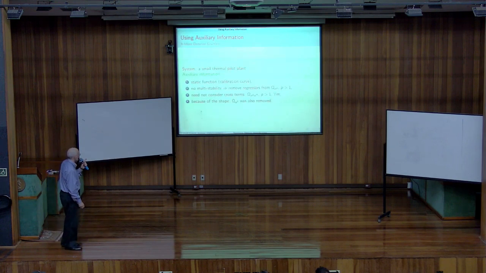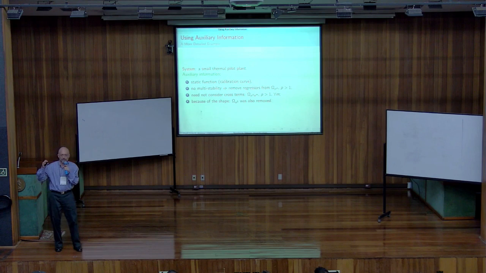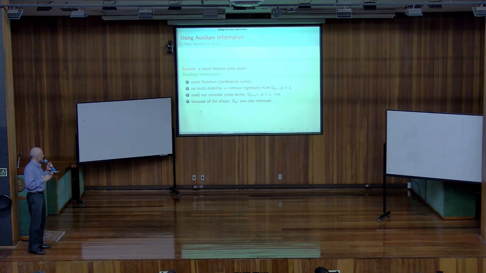Okay, so let me go through the same problem, but now I'll provide a little bit more information. It's a small thermal pilot plant, okay? And what we're going to use as auxiliary information is the static curve, just as before. And in this case, instead of going through the shape of the static curve, here we're going to follow something a little bit different, also including the shape. First of all, it's a thermal plant. It has no multi-stability. Given an input, it would always stop at the same point.